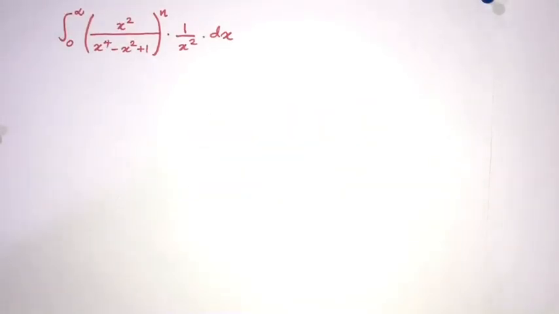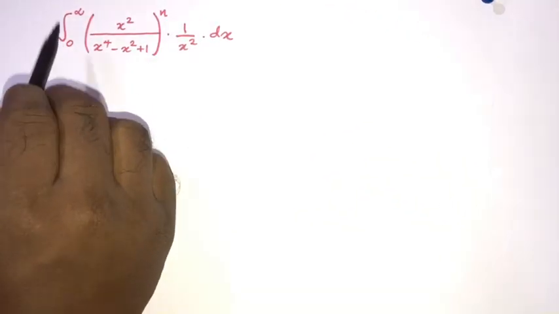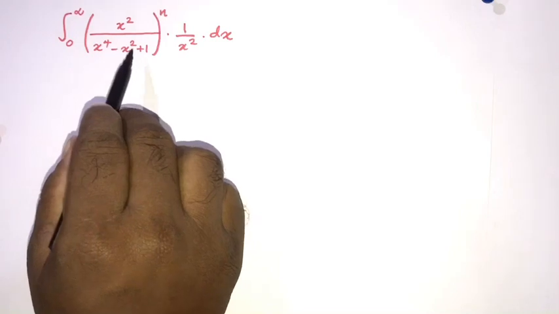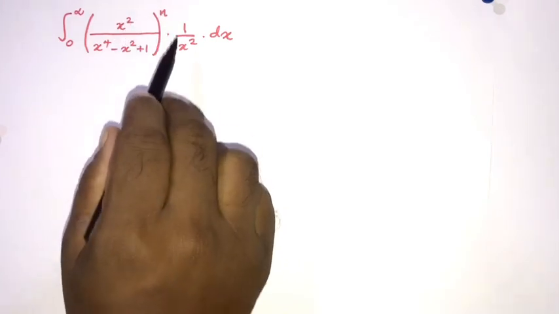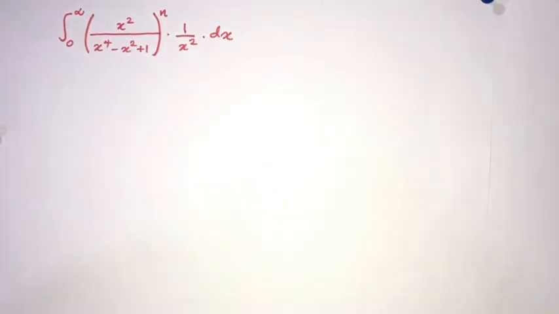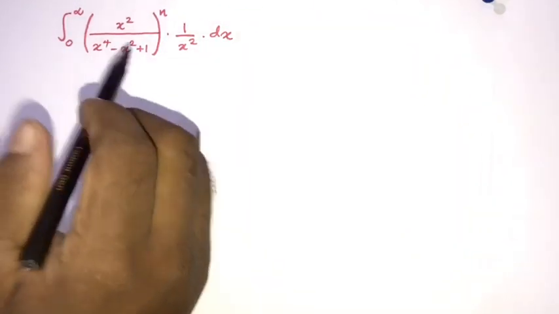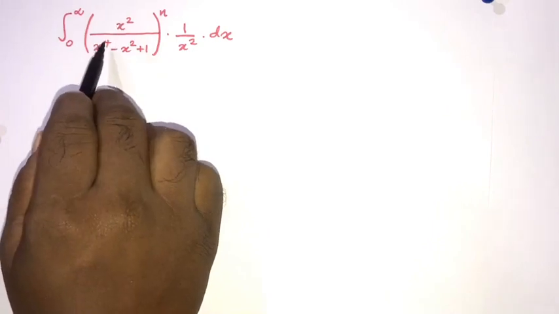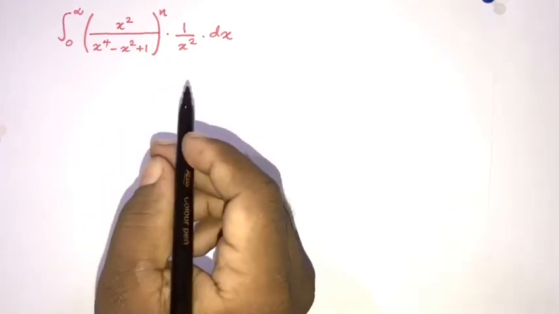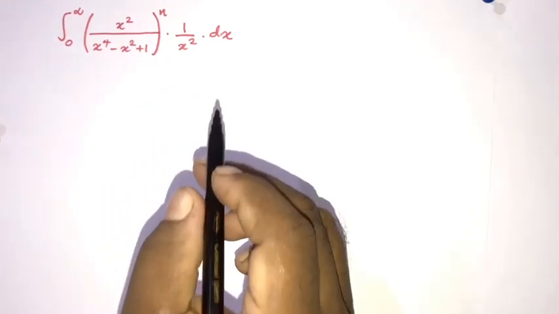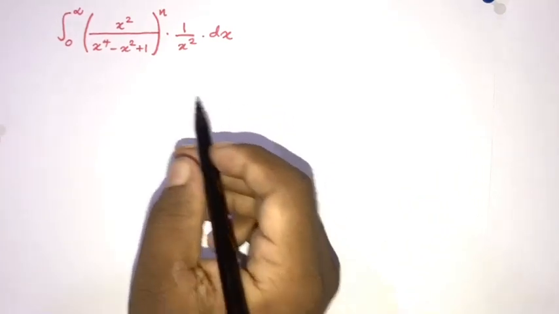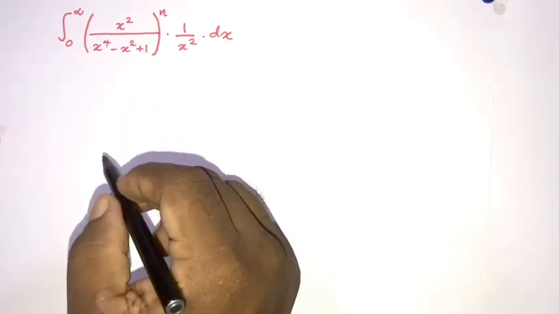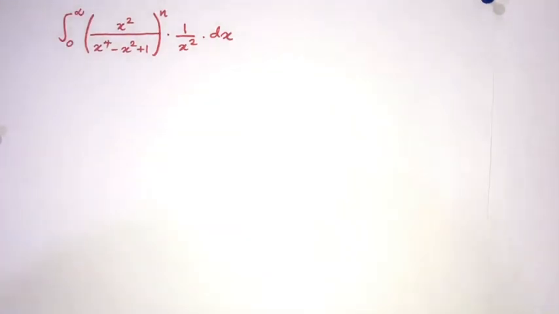In this video, we are going to evaluate this integral from 0 to infinity of x squared over (x to the fourth power minus x squared plus 1) raised to the n power, times 1 over x squared, dx. I think this function is familiar to you. This is a rational function, x squared over x to the fourth power. If we take the substitution x equals 1 over u, we will have the same function after substitution. So I am going to take that substitution.